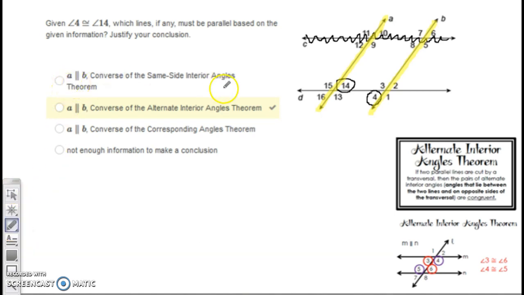So let's go and pick out our answer. We know that it's A is parallel to B, so all of those are still options. This one says same side interior, and they're not on the same side. They're on opposite sides, so that one's gone. This one says alternate interior, which is exactly what we have, so that's our answer. And this one says corresponding, and just as a reminder, corresponding is same side skip an angle. So the corresponding angle to 14 would have been angle 2, and the corresponding angle to 4 would have been angle 16, so it's not corresponding either.